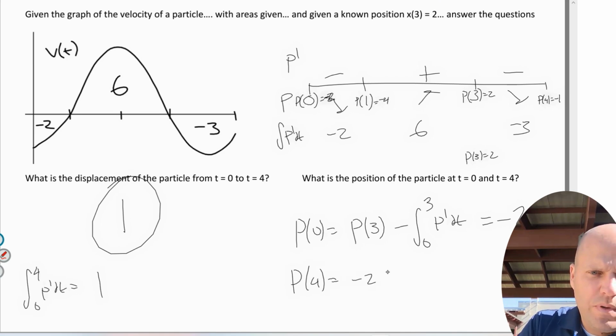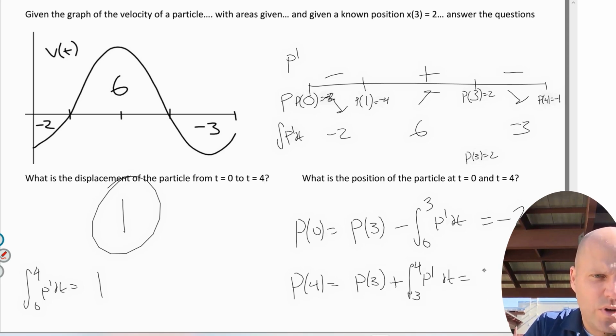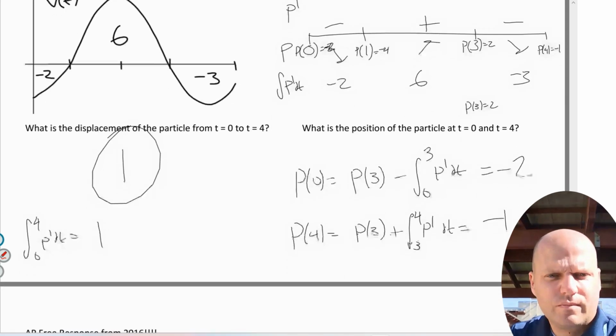Why don't I just go from my position at time 0 and add 0? No, I already have 3. My position at 4 is easy to find. It's my position at 3. Then I add the accumulation from 3 to 4. So the accumulation is minus 3. So that's why I get a negative 1.